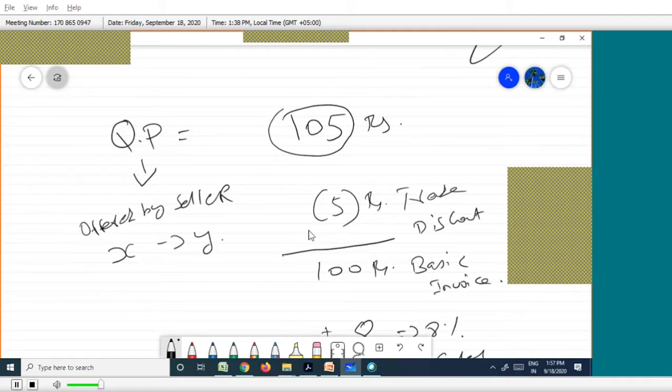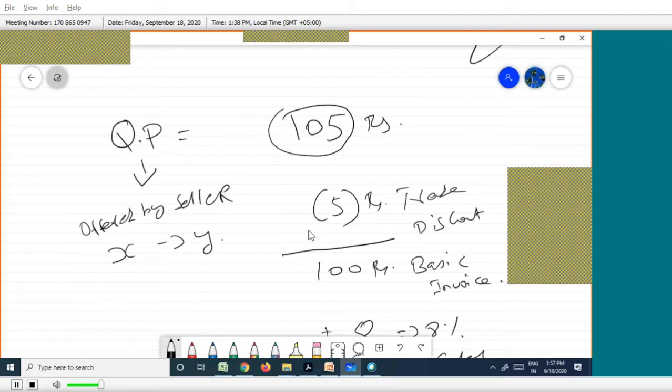Installation charges are 1% on the quoted price. 105 into 1 percent, how much? 1 percent of 105 is 1.05. Now 105 into 0.25%, how much? Can anybody message me? 105 into 0.25% is 0.2625. Okay, this is what I am trying to explain here.